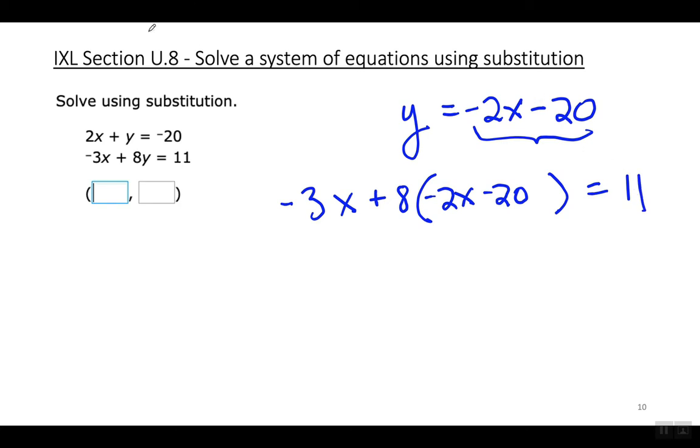All right, again, what I did is on the top equation, I got y by itself on one side of the equation by moving 2x to the right. That made the top equation y equals negative 2x minus 20. That allows me to substitute this expression, negative 2x minus 20, for y right here in the bottom equation.